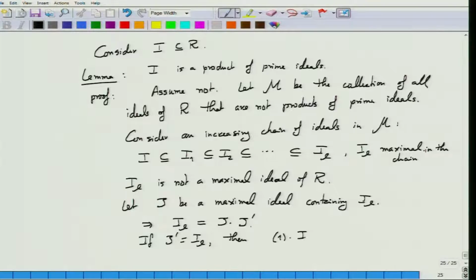Then 1 times IL equals J times J', and J' times J equals IL. This implies J' is not equal to... oh, this is non-trivial, of course. Why? Because of the cancellation. J is a maximal ideal by definition, and it is non-trivial in the sense that it is not equal to the full ideal. Then by cancellation, J would equal 1, which is not possible.